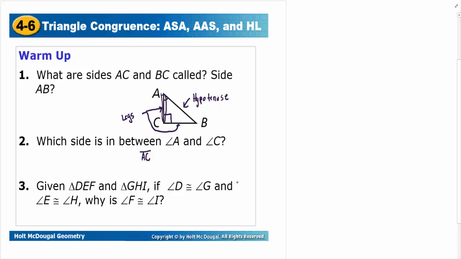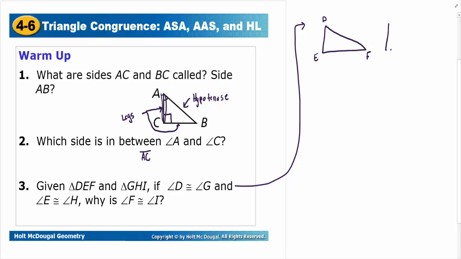Next up, given triangle DEF and triangle GHI. So let me kind of come up here. Let's label first. Okay, so I have triangle DEF, and it looks like we have some congruency going on. I mean, obviously this is a congruence chapter, so I'm going to try to draw them at least the best I can, make them look congruent. So DEF and then GHI go in the same order.